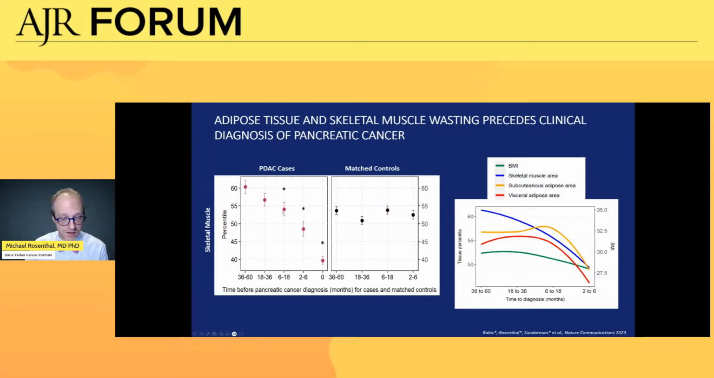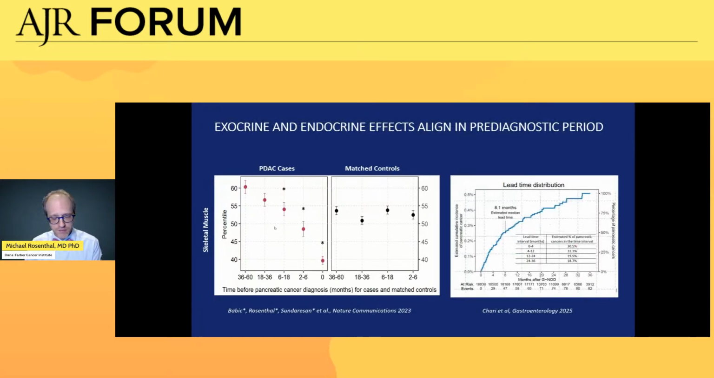And this was the greatest lead time. We also looked at BMI and fat areas, and those happened later on in the process. So now we know that muscle is important, it leads the diagnosis, and we're trying to figure out if we can use it as opportunistic screening. Well, one important question was, does this make sense? Is there a good reason?